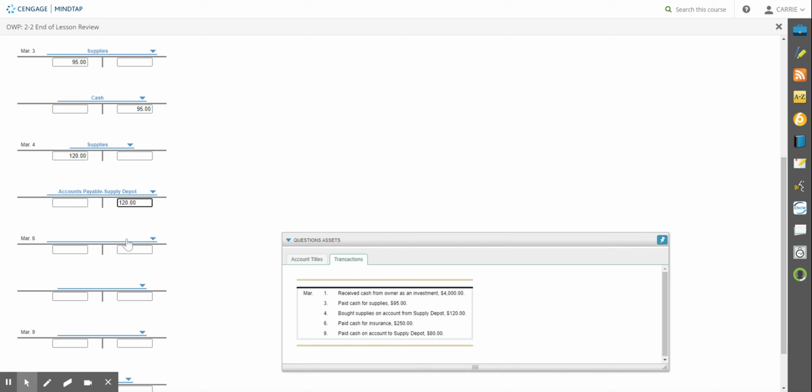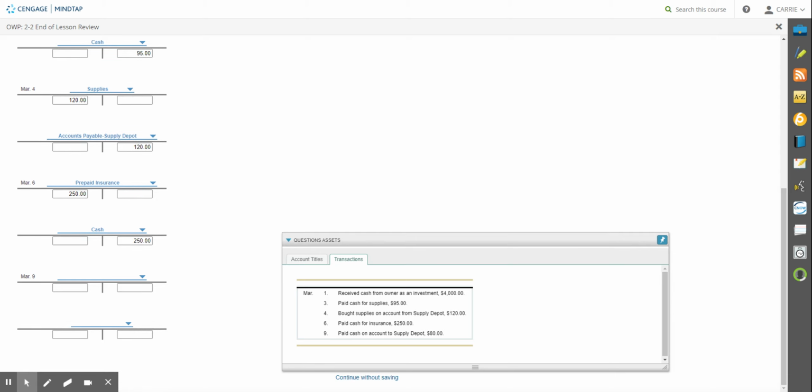On March 6th, we paid cash for insurance. Prepaid insurance and cash are my two accounts. We are increasing prepaid insurance with a debit of $250, and we are decreasing cash with a credit for $250.